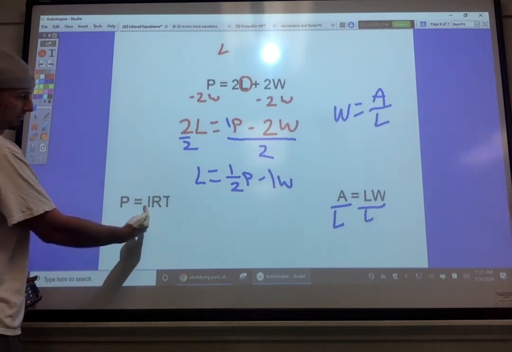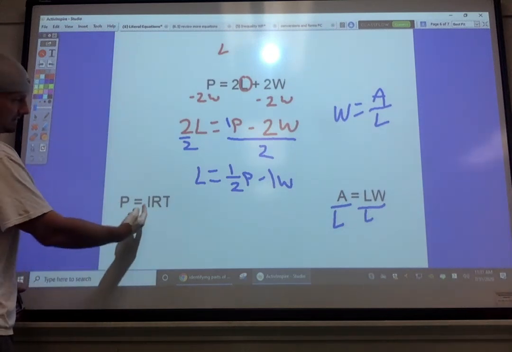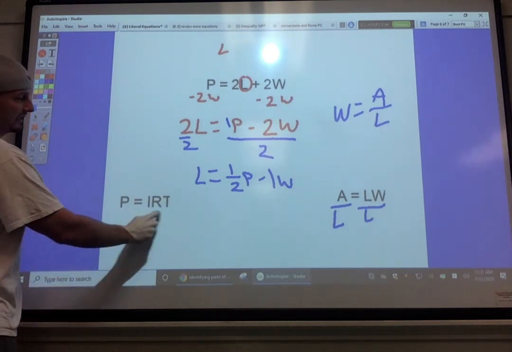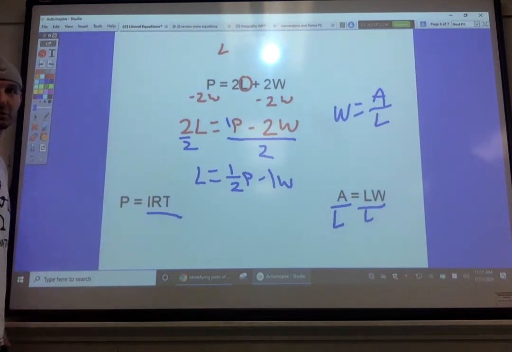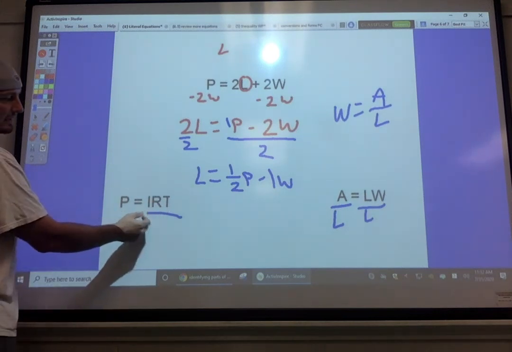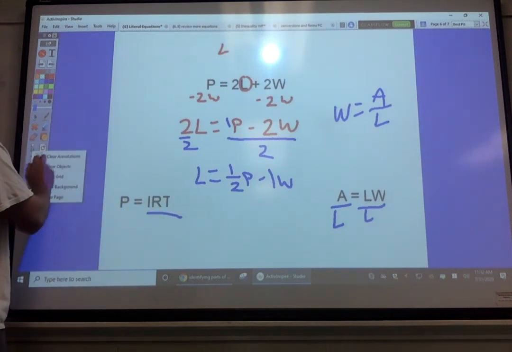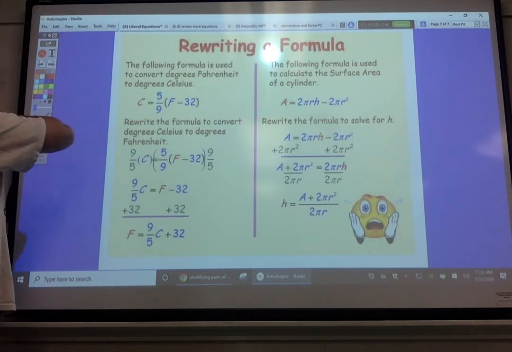Principal equals, not irritated, but interest times rate times time. Money, money, money. So we just divide by any combination there to solve that. This one's pretty straightforward. We can divide by the RT to get I, IR to get T. Pretty straightforward. Kind of like your speed and time in science.